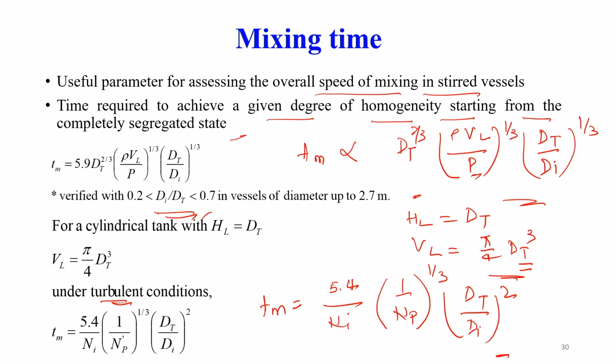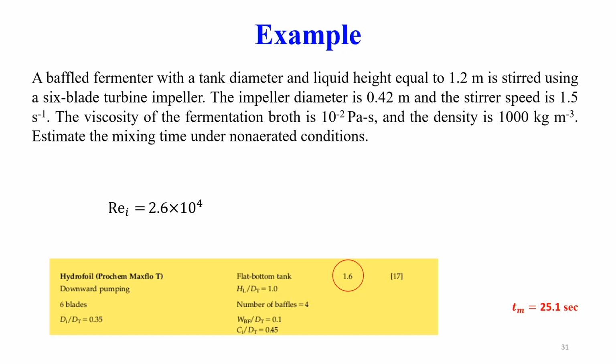What is required here is Ni. If the stirrer speed is high, the mixing time will be less. If the tank diameter is more, the mixing time will be more. So typically we require the Ni and Np values to calculate the mixing requirement. Now let us see quickly an example: a baffled fermenter with tank diameter and liquid height equal to 1.2 meters. So say dt and HL are 1.2 meter.